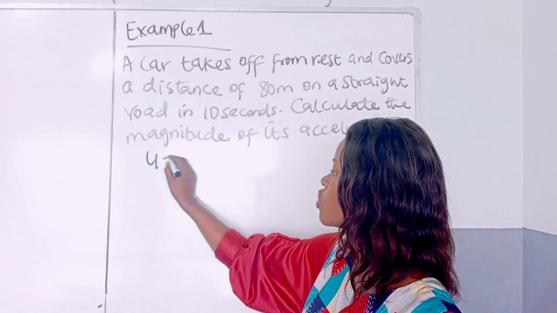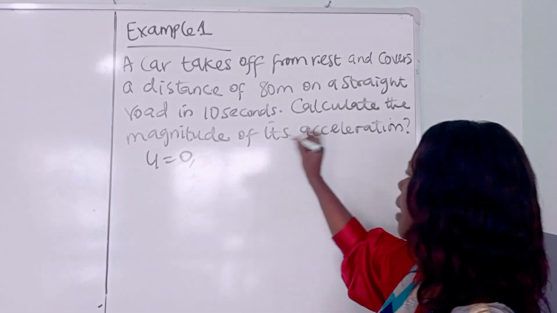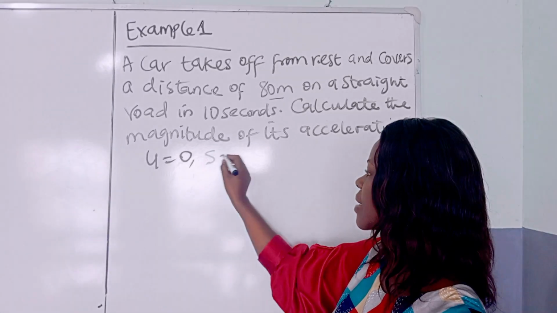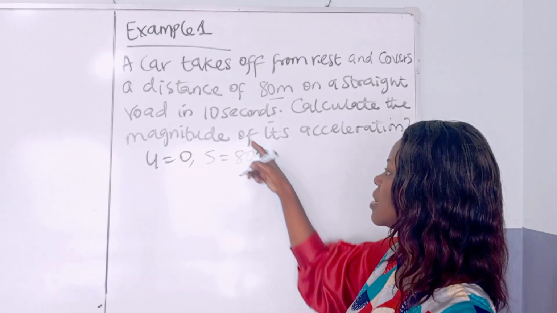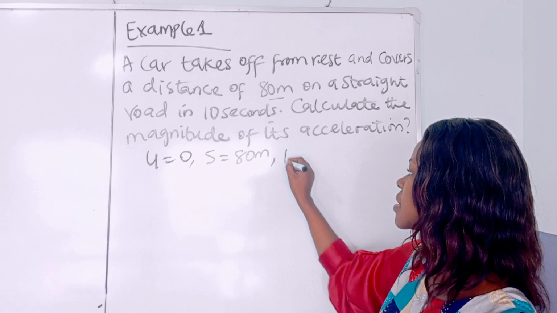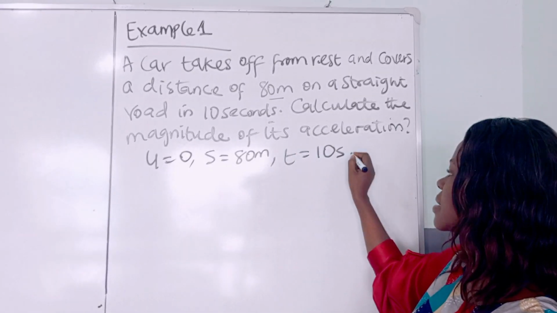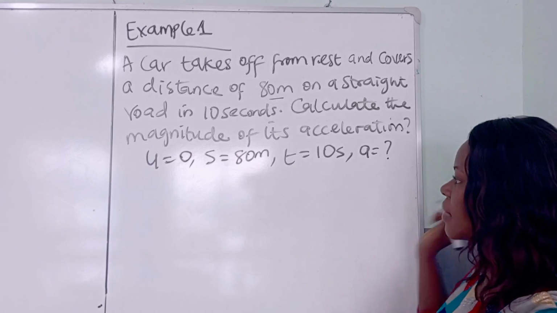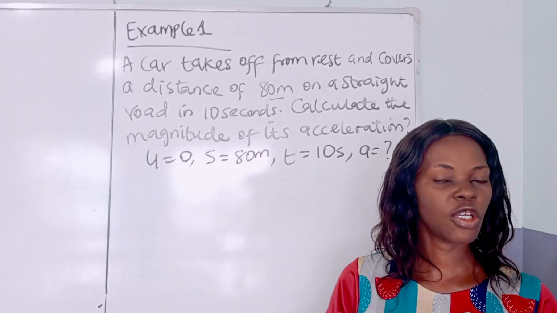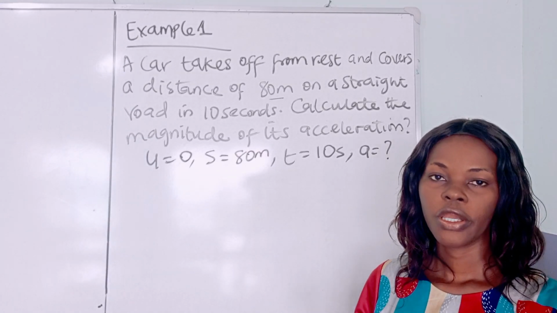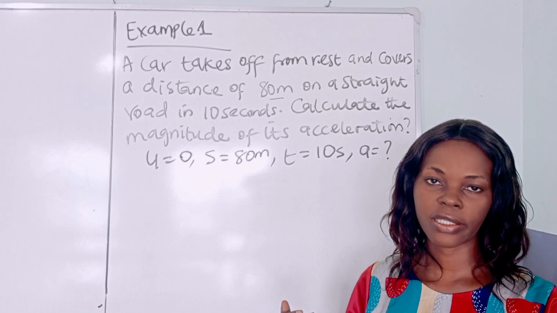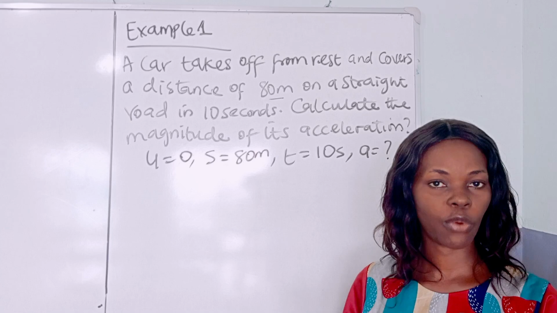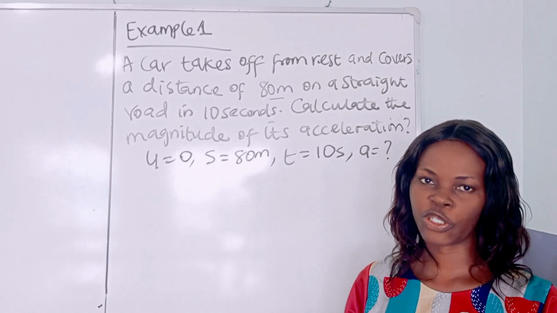So we have that U is equal to 0 and covers a distance of 80 meters. So X is equal to 80 meters in 10 seconds. Time is equal to 10 seconds. We are looking for acceleration. That is A. Now, how do we solve for acceleration? If you remember the equations of uniformly accelerated motion, you are going to see the one that will fit the parameters of what we have. So we are going to look at equation 3.